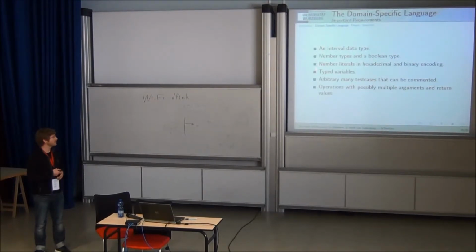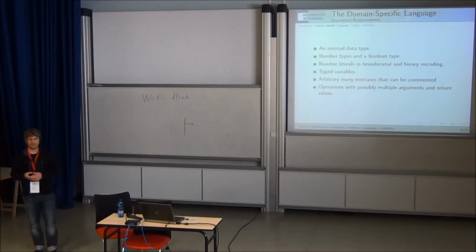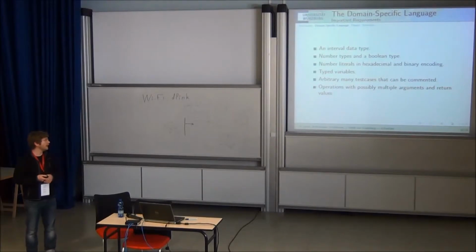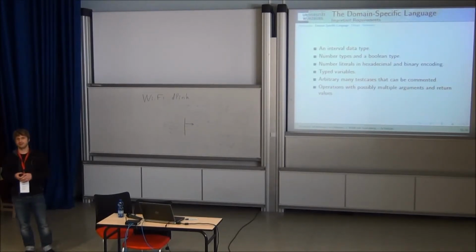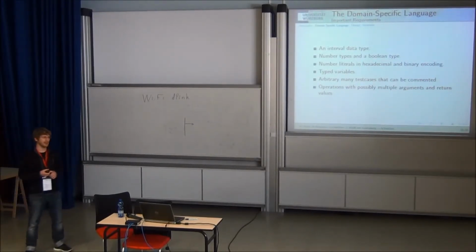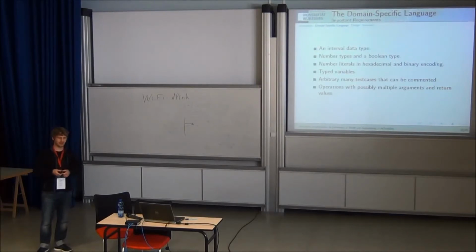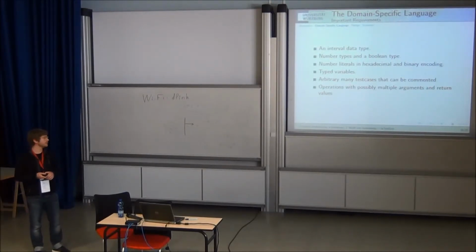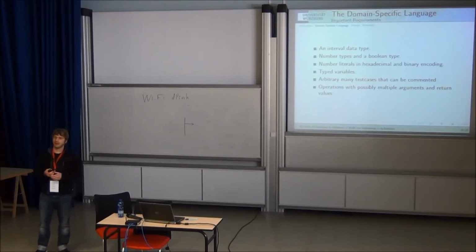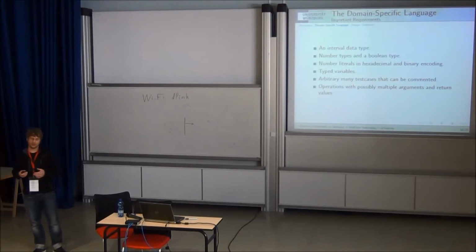Then we need type variables, because we could compute in single or double precision or something. And since there are so many test cases, we also need a way to comment on them, to distinguish them. And just reading some numbers won't help us with that. So comments are important. And of course, we need to define operations that have multiple arguments and also could have multiple return values.